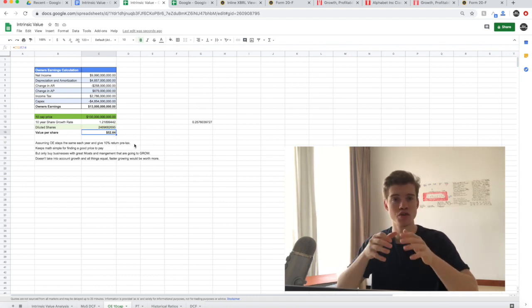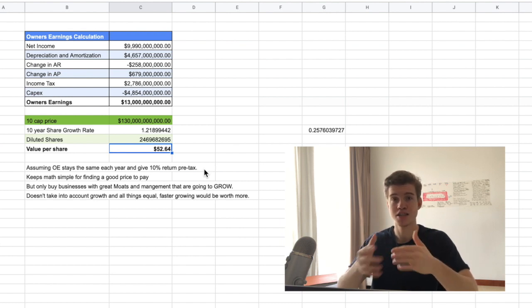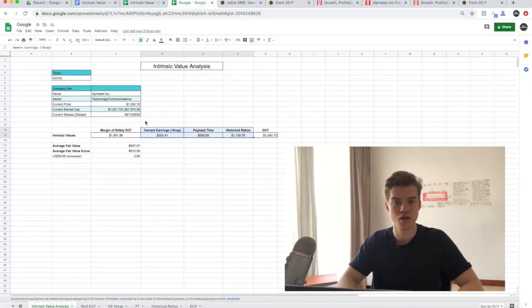Only problem with this owner's earnings method is that it doesn't take into account growth, which can be a good thing, because if you're able to buy a business at a good price today where it's undervalued without taking into account growth, that's a really good thing because you also get the benefit of the growth, which you're not taking into account. However, I did do a similar calculation with a company like Google.